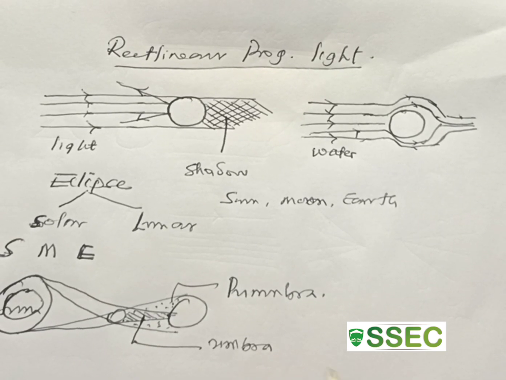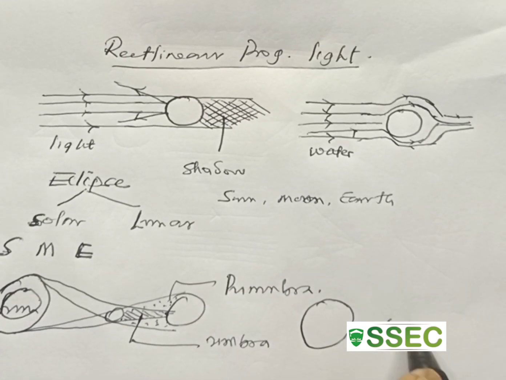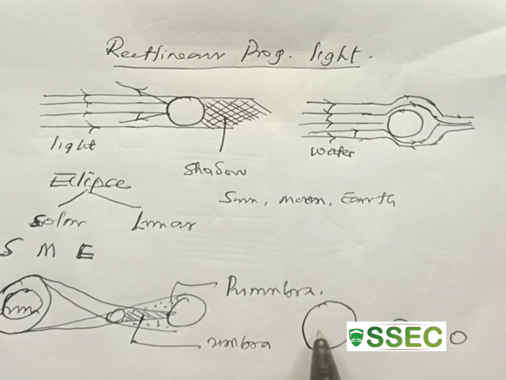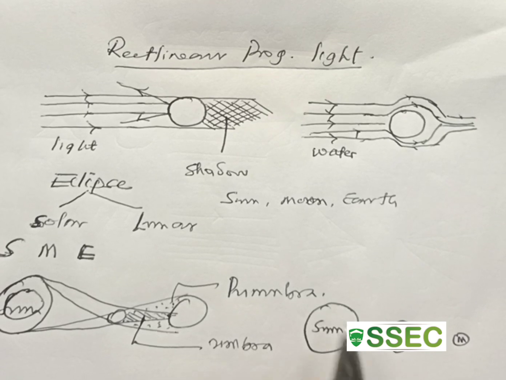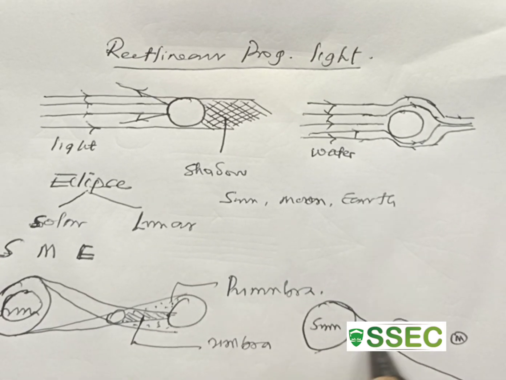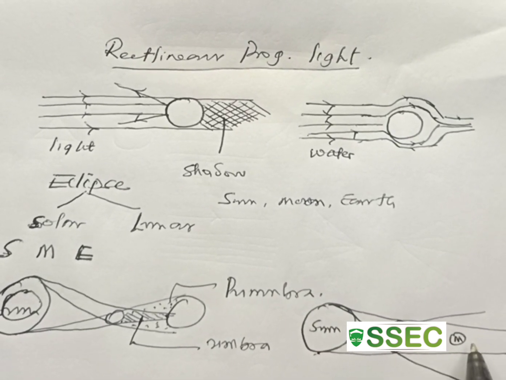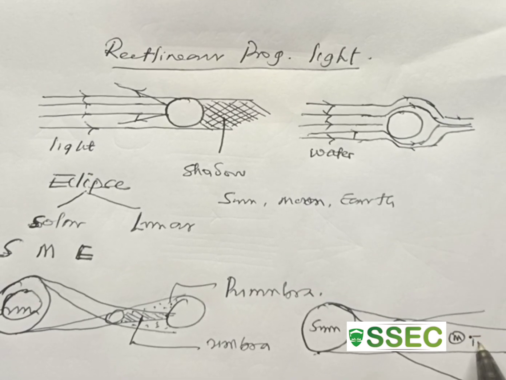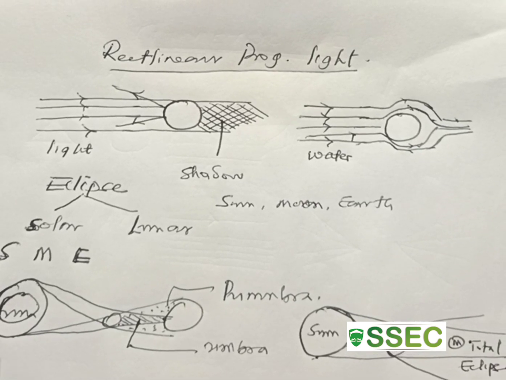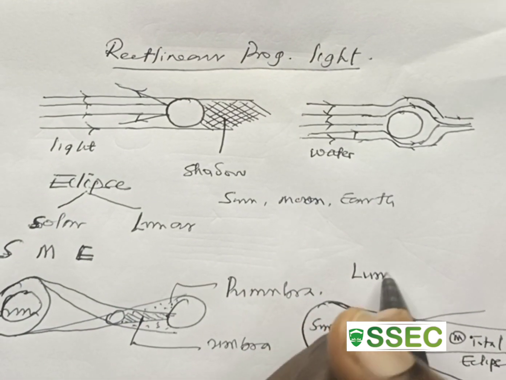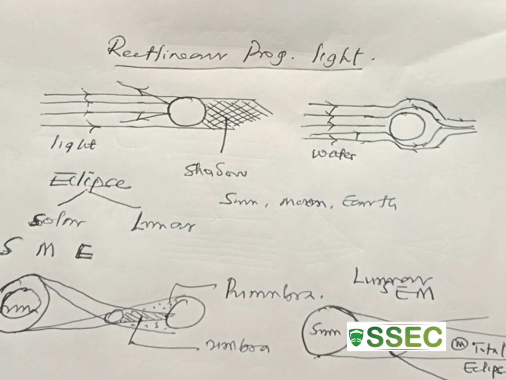Also, we could have lunar eclipse where we have the sun, we have the earth, and we have the moon. We have the sun, we have the earth in between, and the moon. So the diagram could be represented by this. So here the moon is under what we call total eclipse. So don't forget the arrangement of lunar eclipse is SEM. The earth is between the sun and the moon.